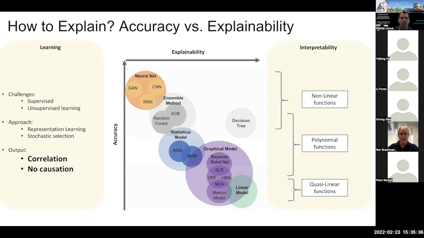Decision trees work up to a certain level, because it depends on the number of branches and the number of features that you may have.